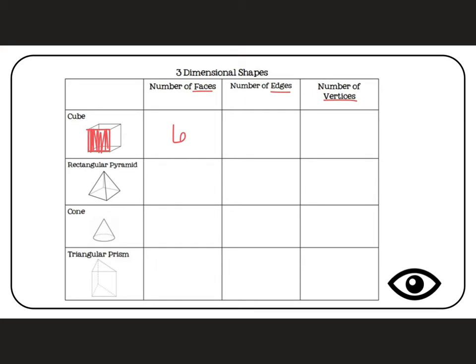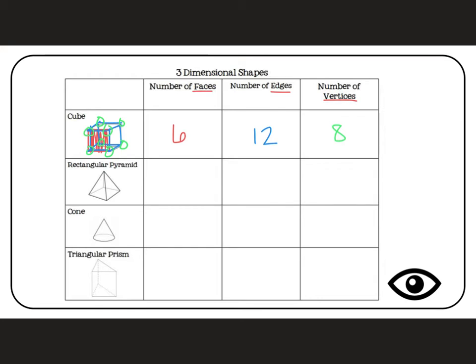The edges are where the points connect in a line, like this. 1, 2, 3, 4, 5, 6, 7, 8, 9, 10, 11, 12. And a vertex is where the points connect in a corner, like this. 1, 2, 3, 4, 5, 6, 7, 8.